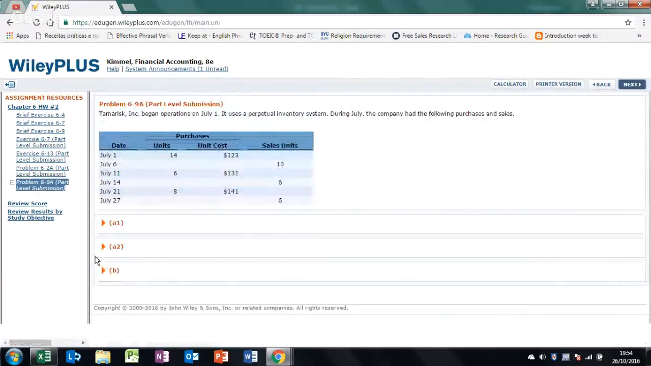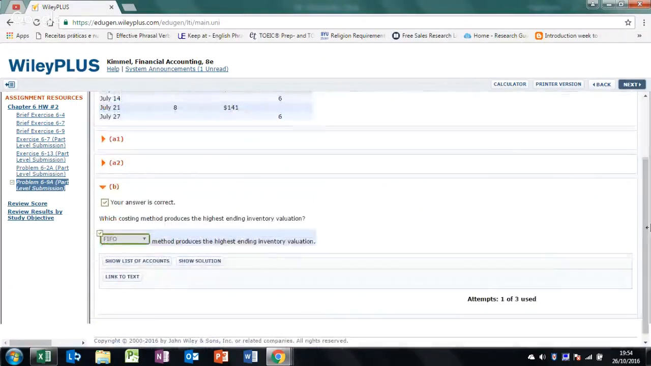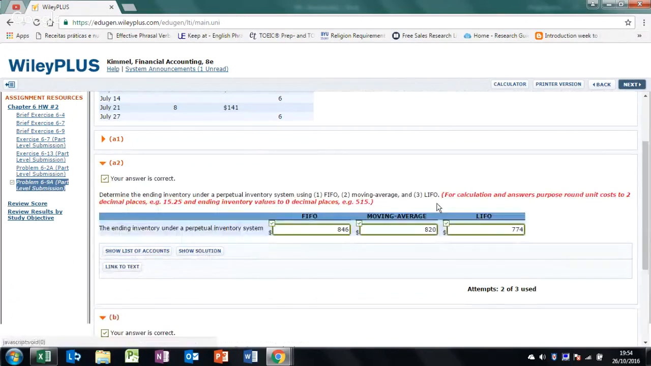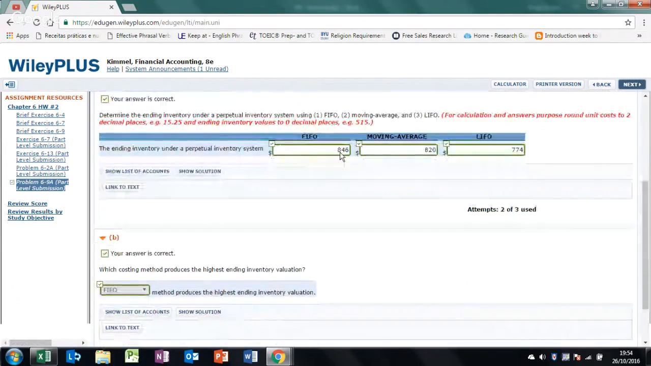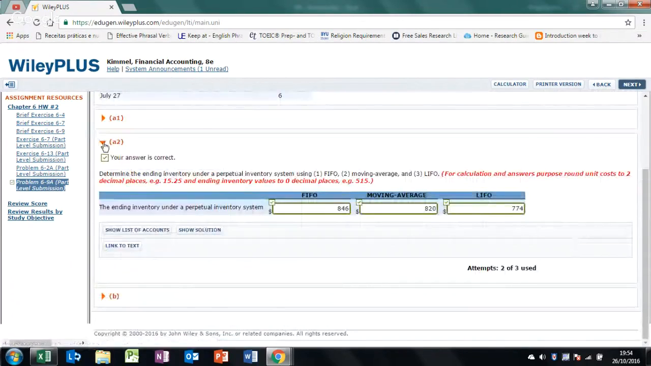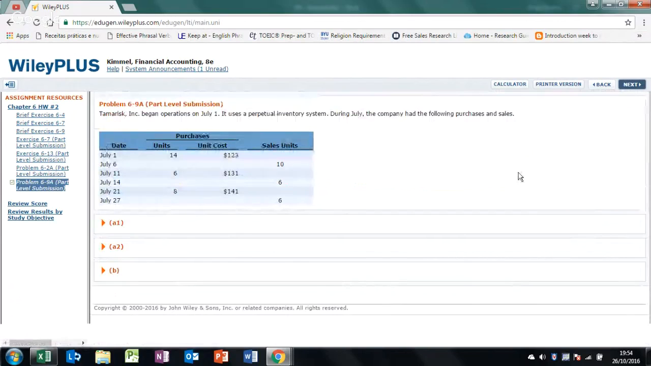For the last part of the exercise, it asks which cost method produced the highest ending inventory valuation. You can see the highest is FIFO with 846. So we now get to the end of this discussion.